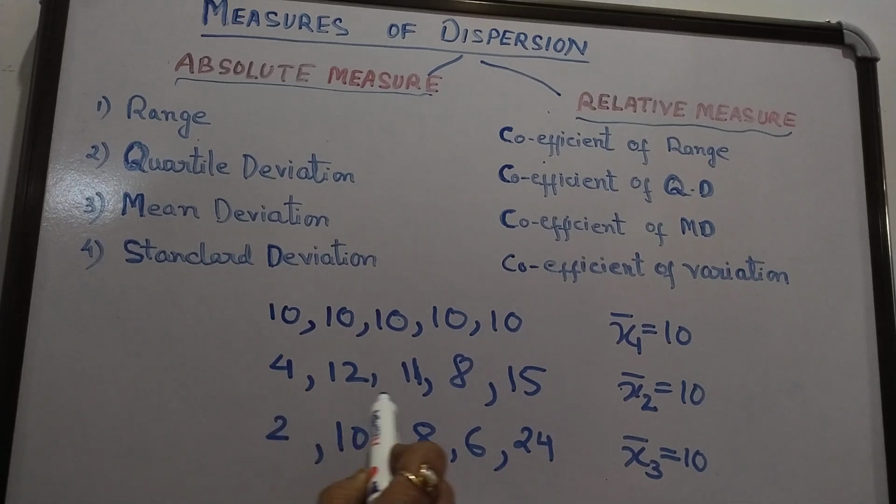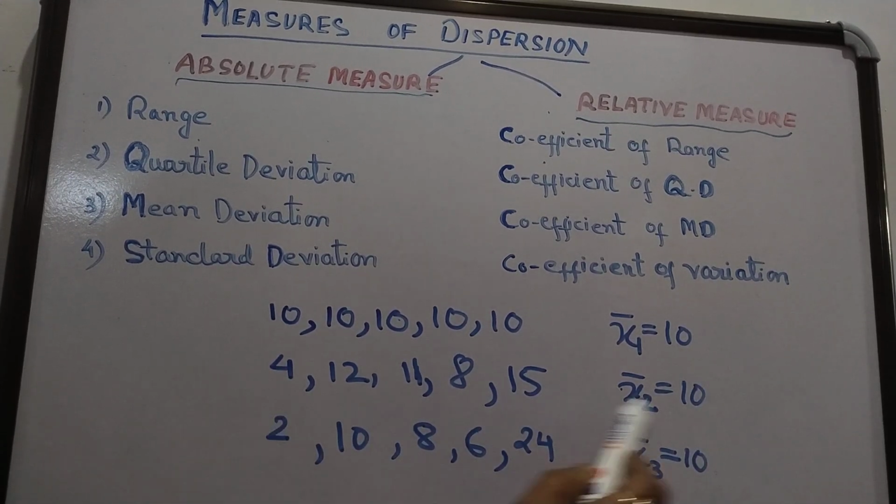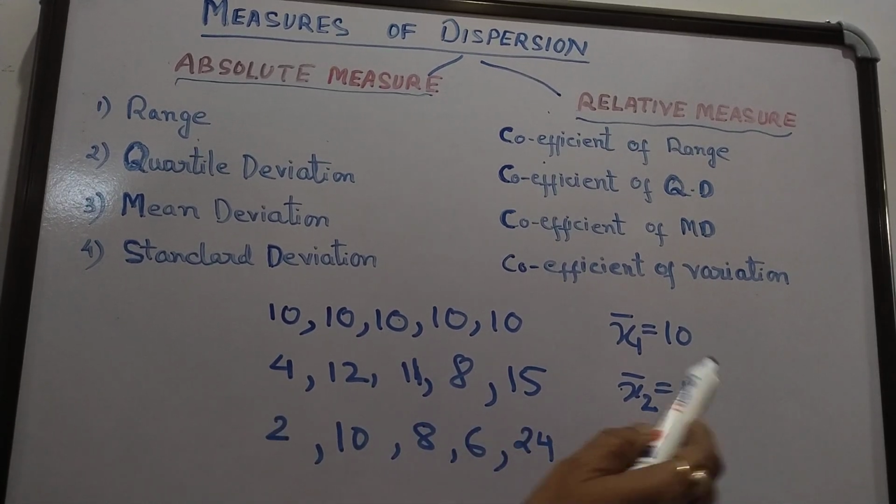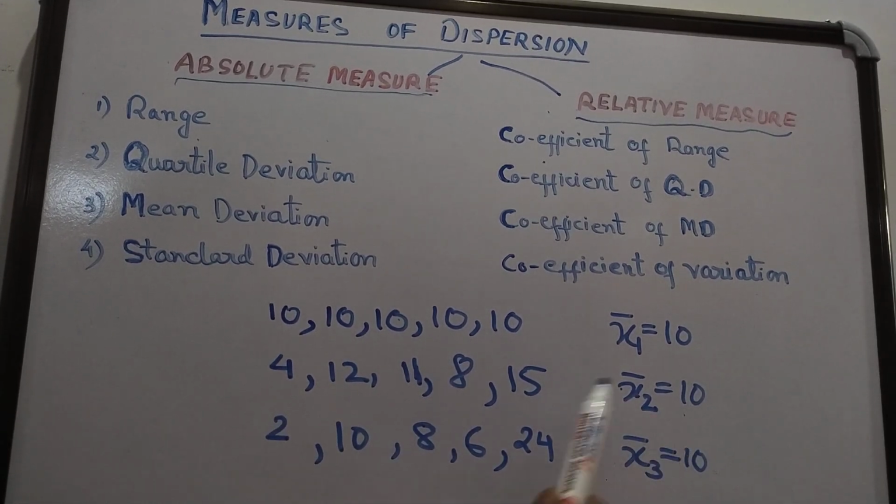That means these are dispersed from the central value, because this is less than the central value, 10. Okay, here this is more than the central value, which is 10. Now look at the third series. This is more dispersed because the central value is 10, but this observation is 2 and the highest observation is 24. That means it is more dispersed.